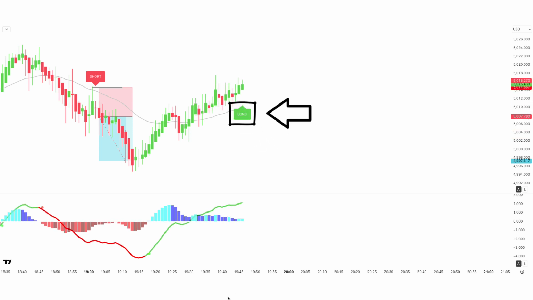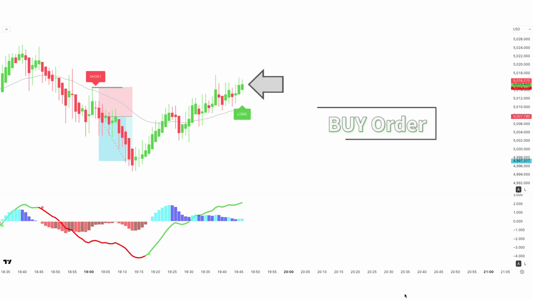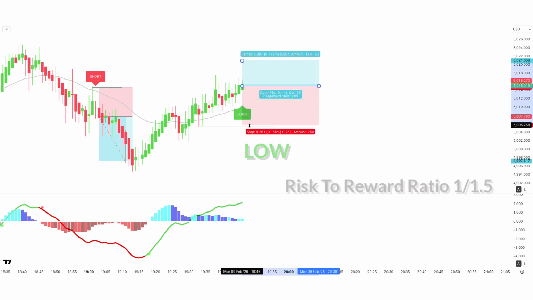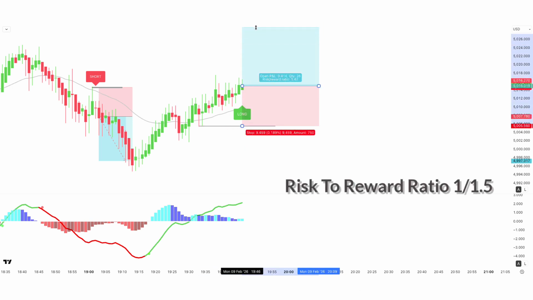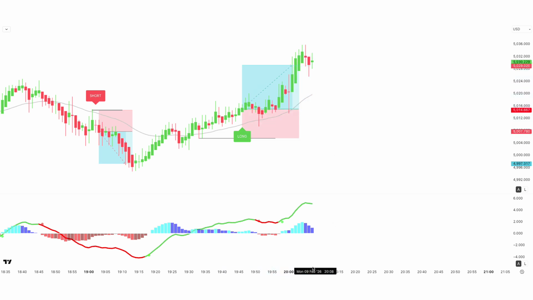When the gold trend signal arrow of this indicator is a long signal, when the green line of the MACD custom indicator is above the columns, and when the market forms a bullish candle, if these conditions are fulfilled, then we will place a buy order. Our stop loss is to be placed at the previous low of the market, and the risk-to-reward ratio will be 1:1.5. The market has completely hit the target.